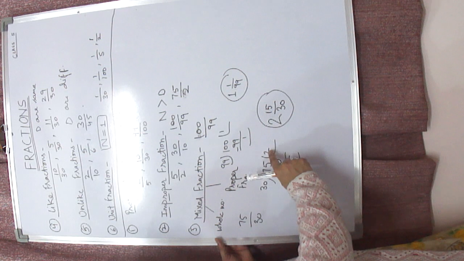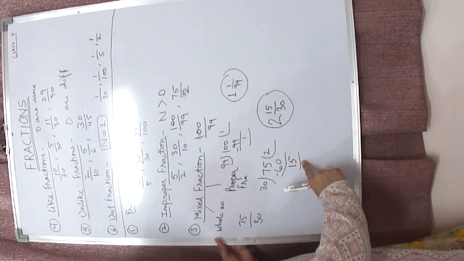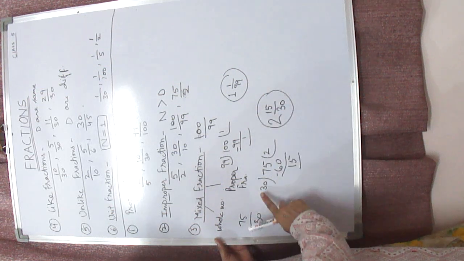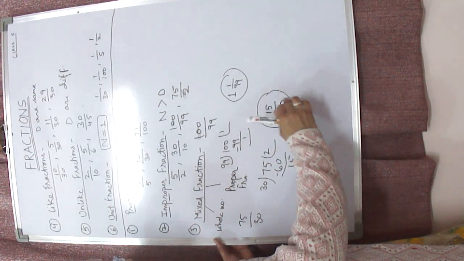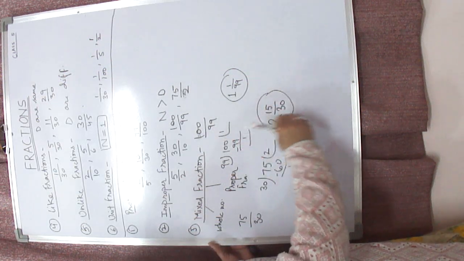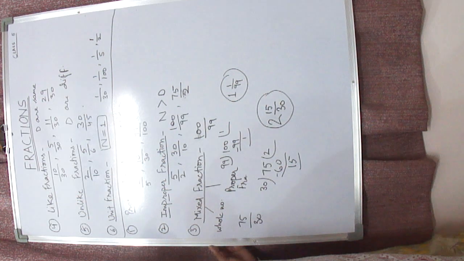So this 2, that is my quotient, it becomes my whole number. 15, the remainder, becomes the numerator. And 30, divisor, becomes the denominator. So 2, 15 upon 30 is a mixed fraction which I get from this improper fraction.